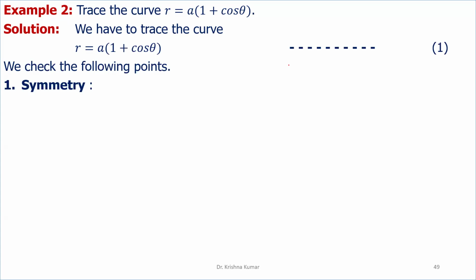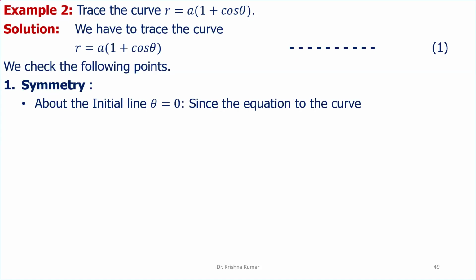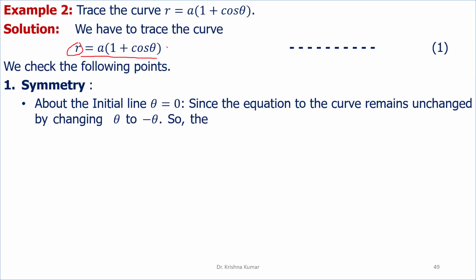We know that there are three types of symmetry: about the pole, about the initial line theta equals 0, and about the line theta equals pi by 2. So first check the symmetry about the pole. Here, if we replace r by minus r, the equation of the curve will change. So it is not symmetric about the pole.